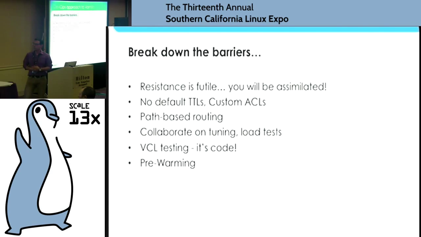Lastly, pre-warming. Pre-warming is something that you can do. So if this new endpoint was deployed, somebody hit publish, and this new page is available. If you know it's available, then you can just hit Varnish with curl, hit it before the public does, so that it's already in cache. So you can pre-populate your cache, and we call it pre-warming.